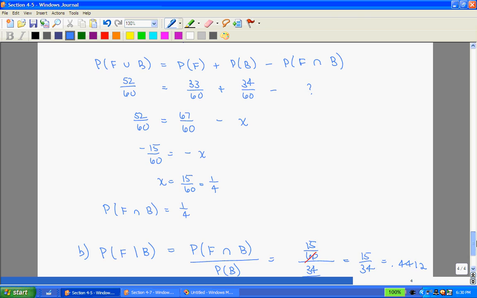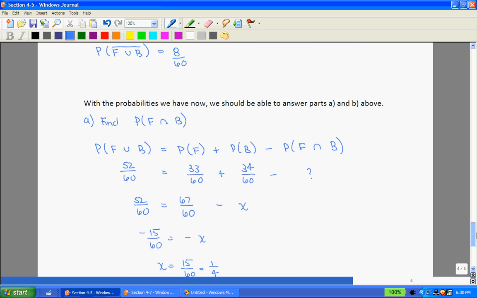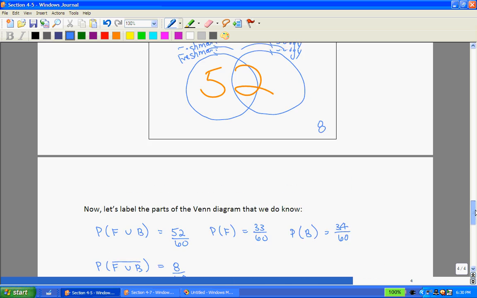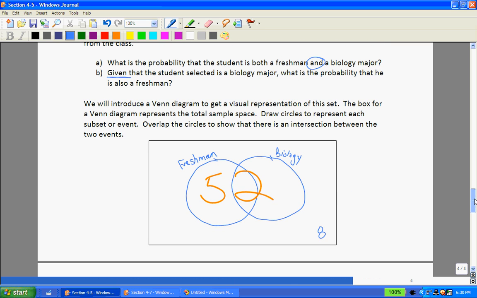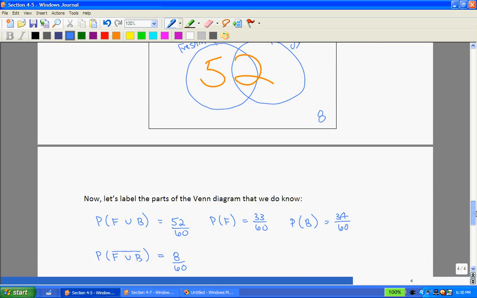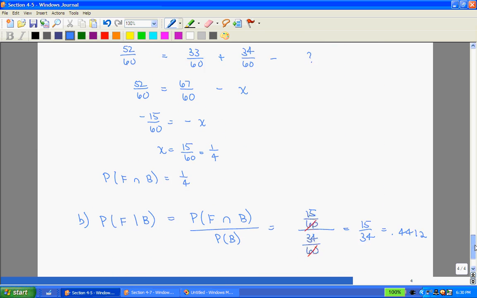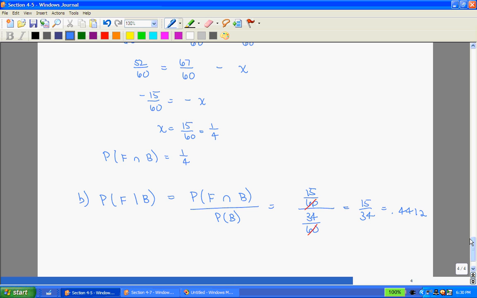Okay, so a very similar problem appears in your homework. Probably the most important thing is making sure you label everything correctly, set up the equations correctly, and make sure you're especially paying attention to the order, both of the language and how you set up your conditional probability formula.